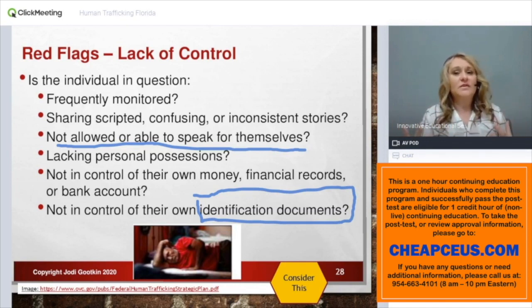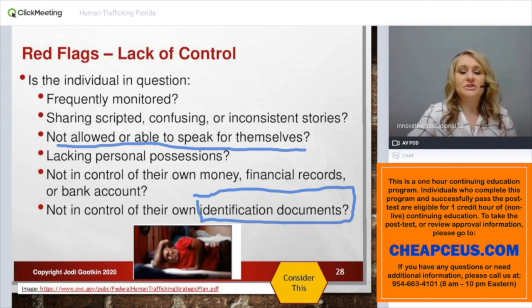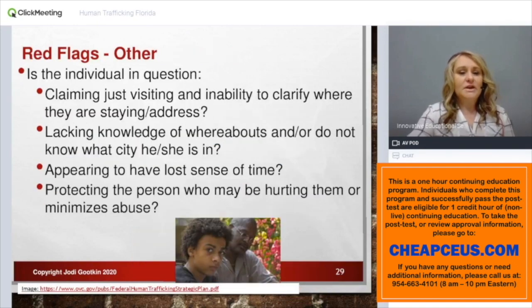But as we're putting it all together, these red flags might lead you to believe that the individual is potentially a victim of human trafficking. Some other red flags that you are going to consider as you're interacting with the individual: workers who are seasonally in an area are at a greater susceptibility to this.